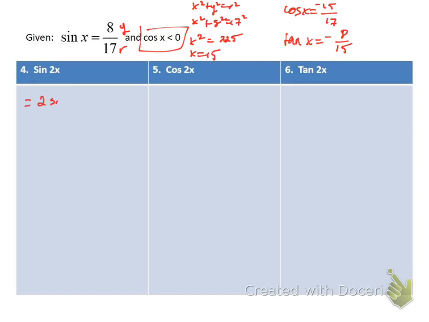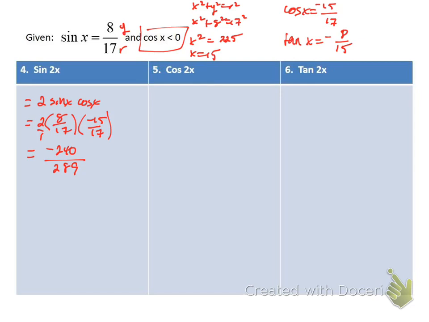So 2 sine x cosine of x. So 2 times 8 over 17, and then negative 15 over 17. Okay? Put that over 1. Multiply it out, we get negative 240 over 289. And I don't think that will reduce, so we'll leave it there.